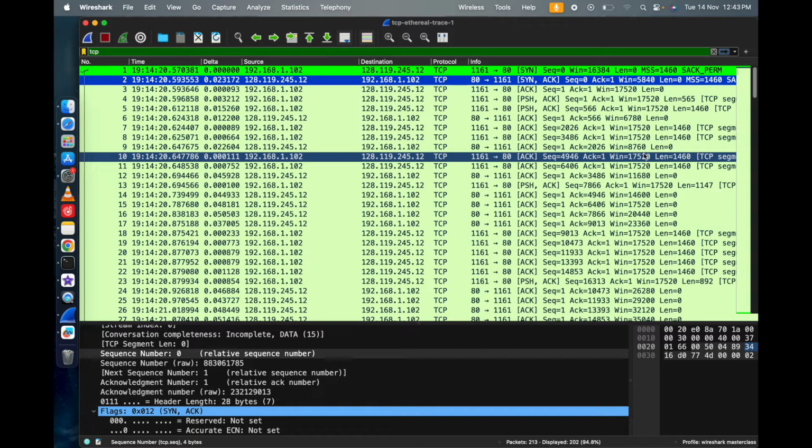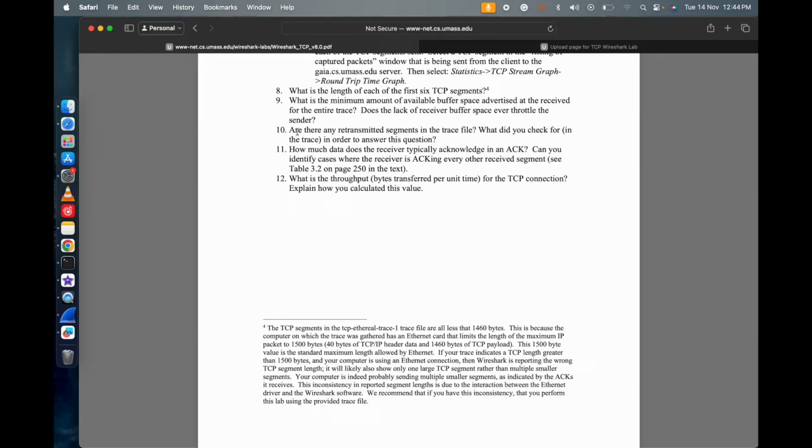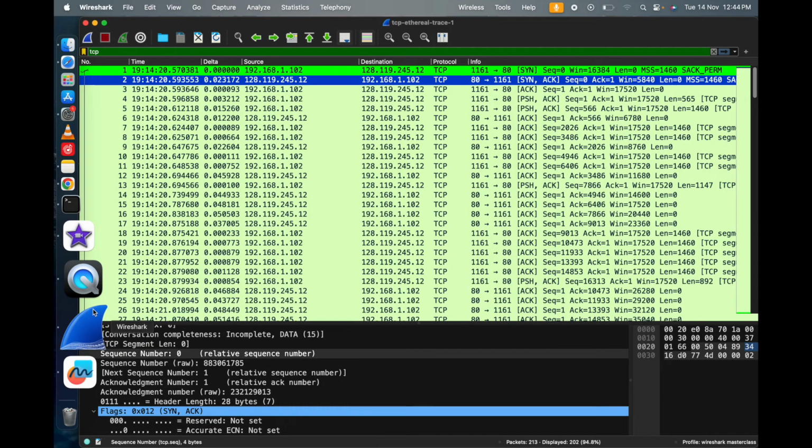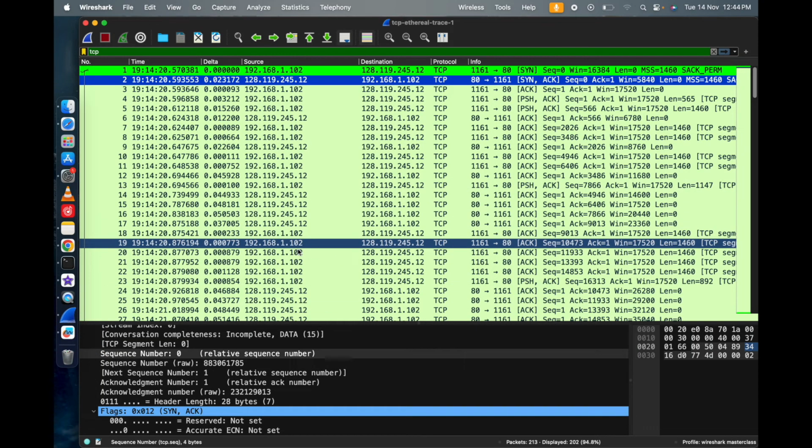Okay, and next question: are there any retransmitted segments in the trace files, and what did you check in the trace in order to answer this question? Okay, so for this question, actually there are no retransmitted segments in this, and we can verify it by checking the sequence numbers of the TCP segments.